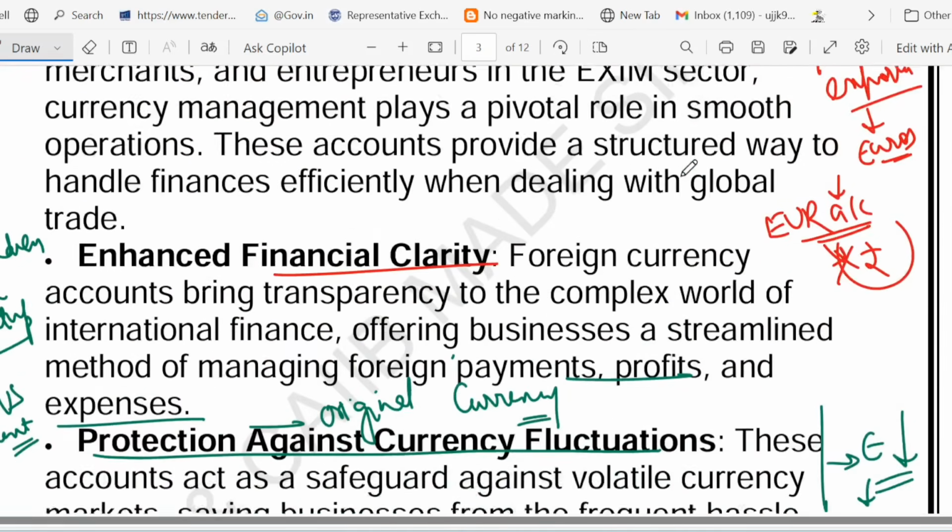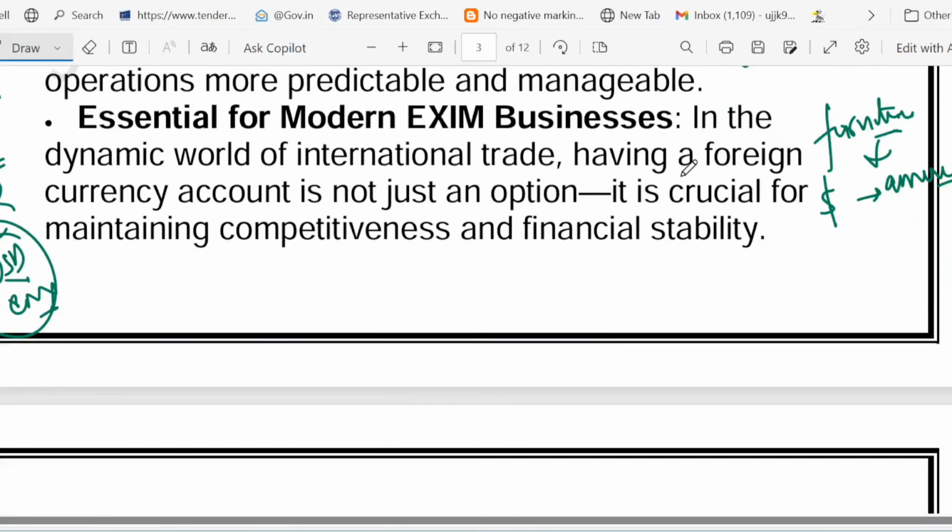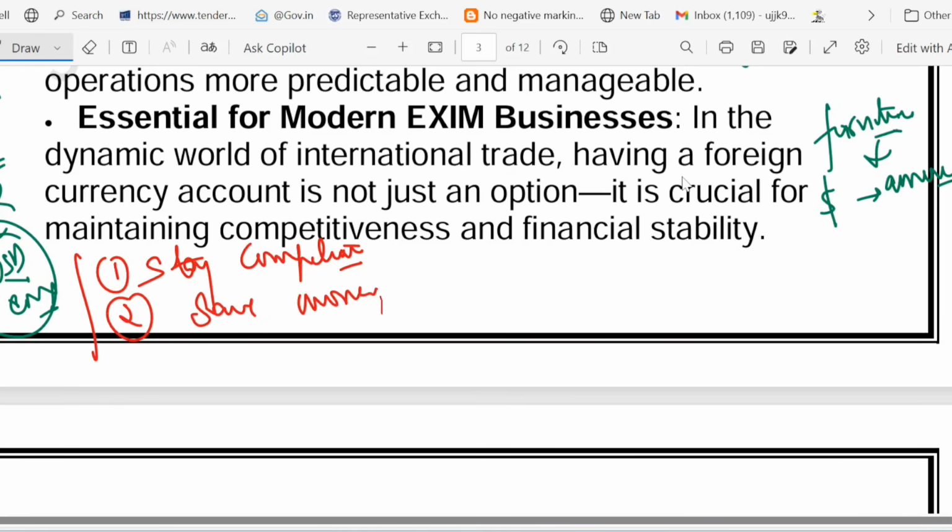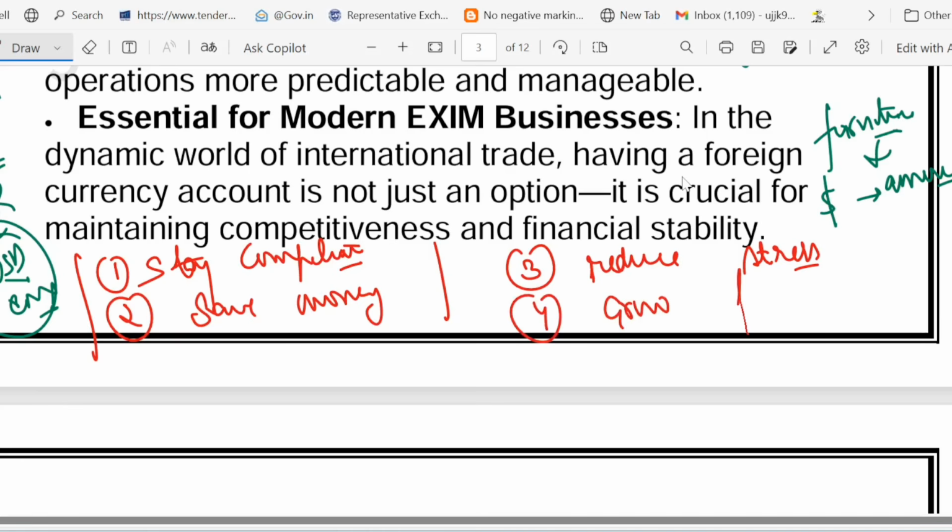So let's recapitulate why your business can't afford to wait. First of all, it helps them stay competitive. I told you that global customers expect a smooth transaction. Second point, it helps in saving money, which means cut conversion fees and wait for a good exchange rate. Third point, it reduces stress, which means no more surprise loss from currency swings. Fourth point, grow faster, which means it handles more international business effortlessly. So in today's world, a foreign currency account is not just another bank product, it is your passport to global business success.